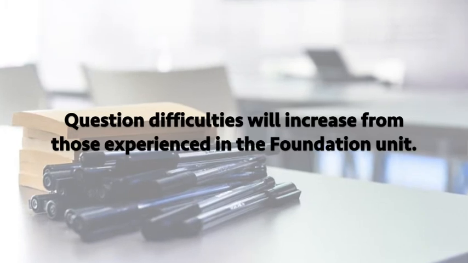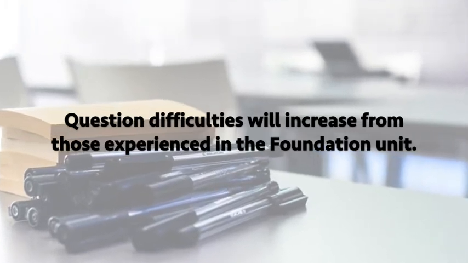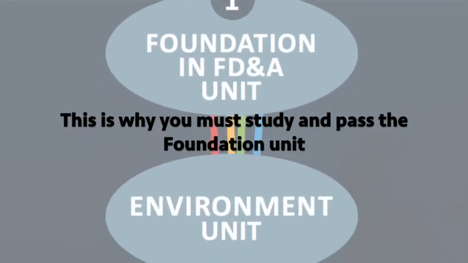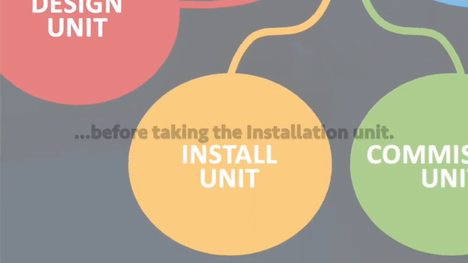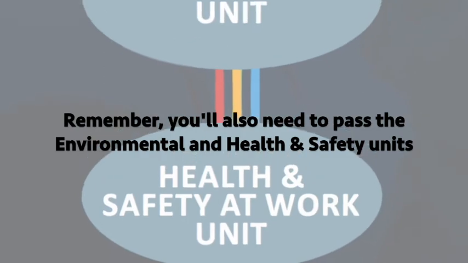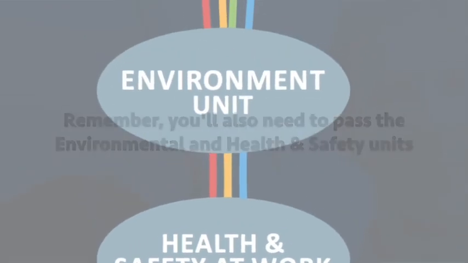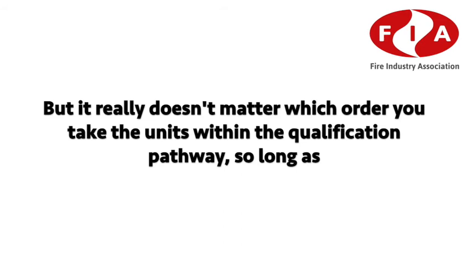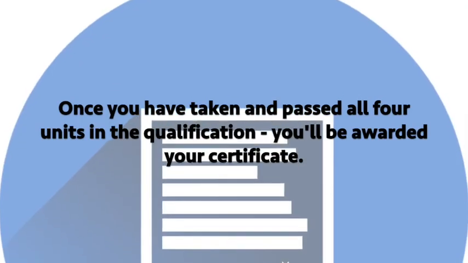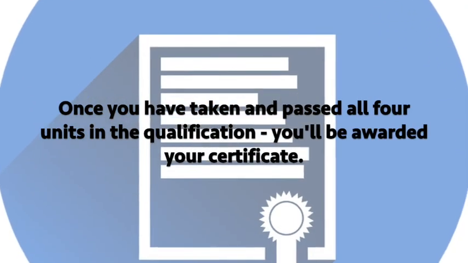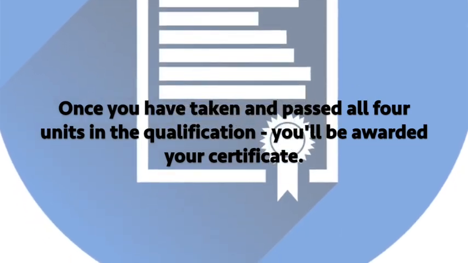Question difficulties will increase from those experienced in the foundation unit. This is why you must study and pass the foundation unit before taking the installation unit. Remember, you'll also need to pass the environmental and health and safety unit to obtain the full qualification. But it really doesn't matter which order you take the units within the qualification pathway, so long as you've taken the foundation first. Once you've taken and passed all 4 units in the qualification, you'll be awarded your certificate.